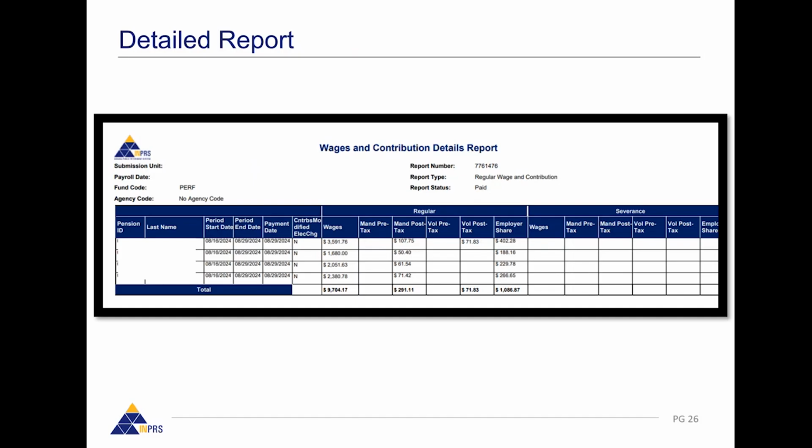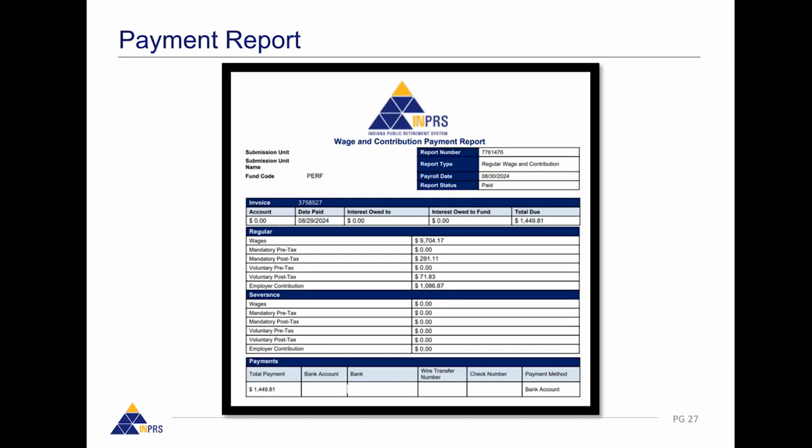But this one is more comparable to an itemized receipt compared to the summary report. But again, you can see everything on a per member basis. And then the payment report shows which bank account was charged for the payments that were made.